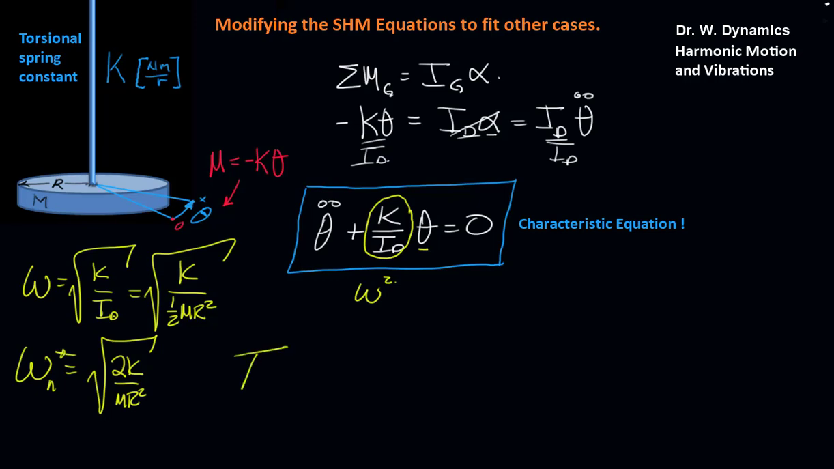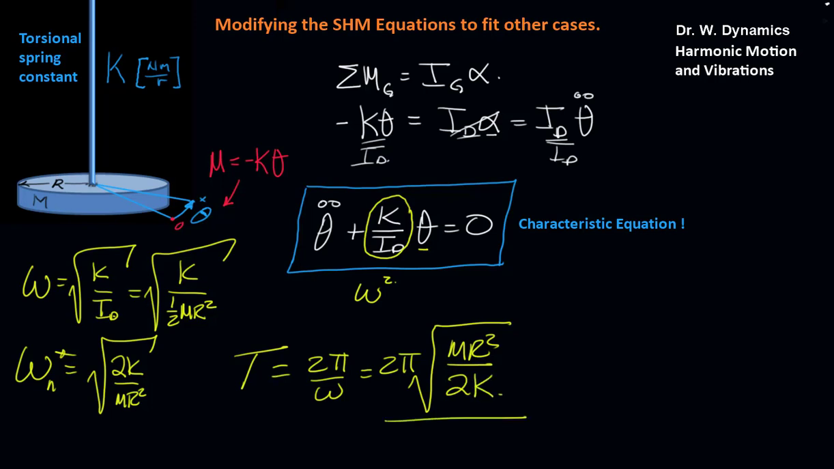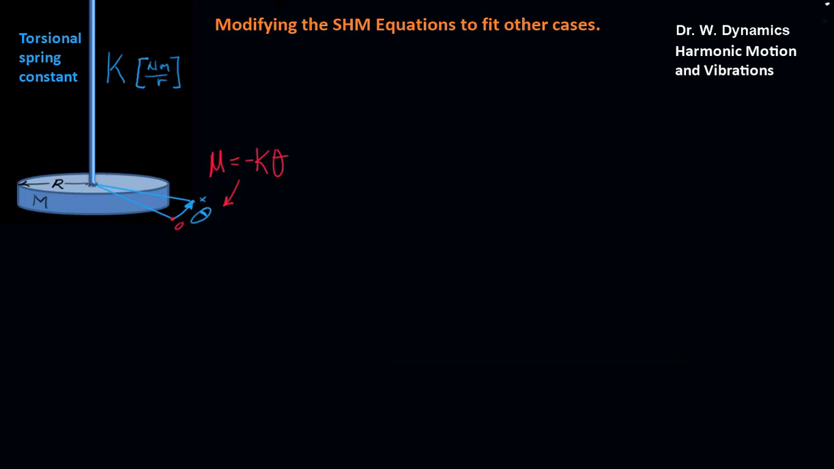And the period of oscillation then will be 2 pi times the inverse of that. And the point is that we don't derive this from basic principles. We recognize the characteristic equation, and from there we can infer the solution right away without having to redo all the steps.